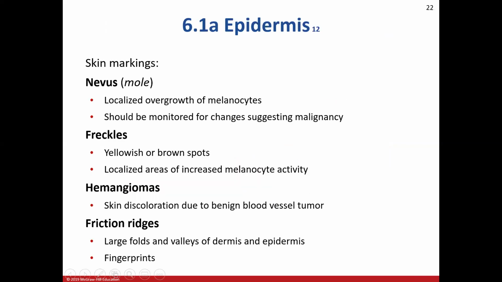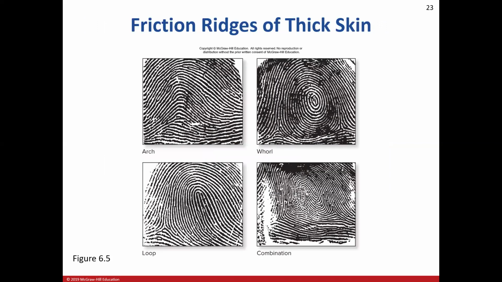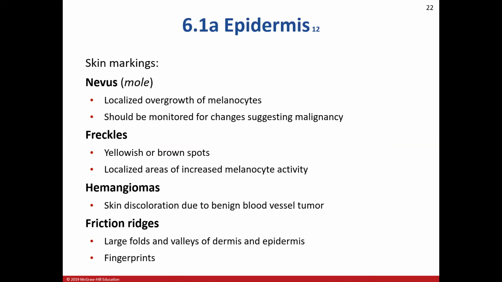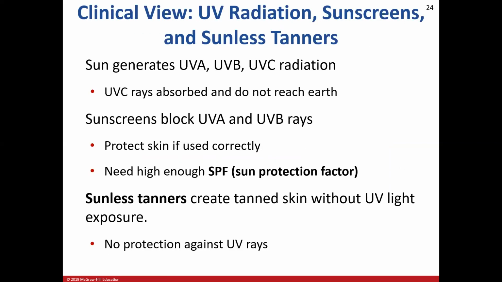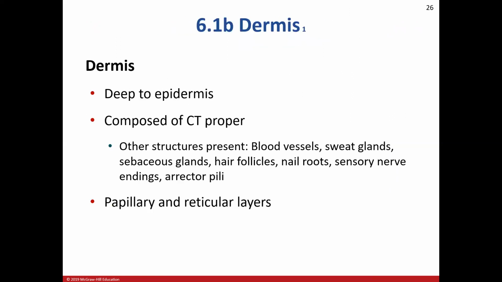So go through that list. These are just some things that can happen. Fingerprints are basically folds of dermis and epidermis. Like those dermal papilla will give you the friction ridges, which show up as fingerprints. Which look like the swirls, and we're not going to go into that. I don't think your lab really goes into it. But your lab will go into some burns, which is important because it helps you understand the layers and strata of the skin and how it affects it.